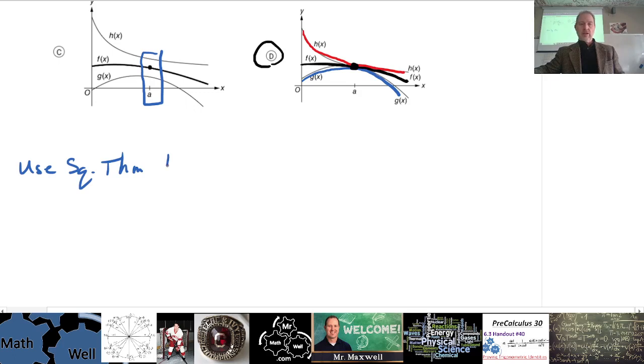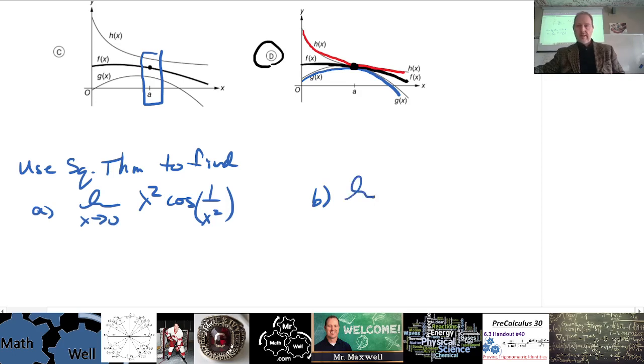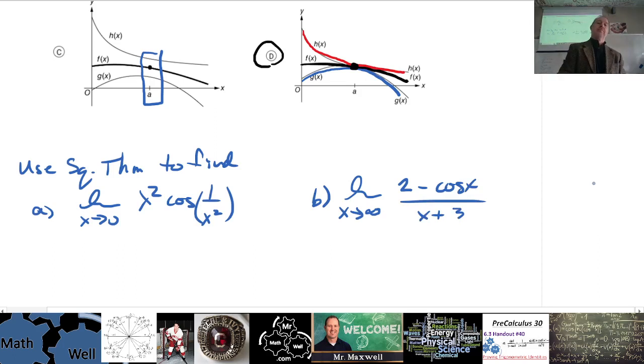Okay, use squeeze theorem to find: a, the limit as x approaches 0 of x squared cos of 1 over x squared. And b over here, the limit as x approaches infinity of 2 minus cos x over x plus 3. You have to remember about infinite limits and some properties there. All right, so I'll let you work on those, and that kind of wraps up our squeeze theorem lesson.